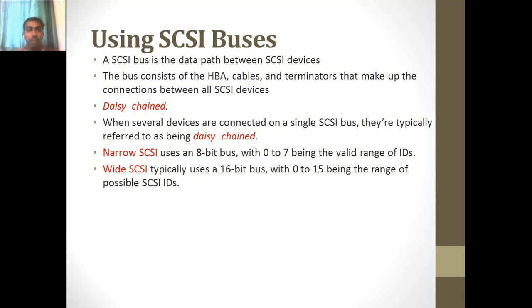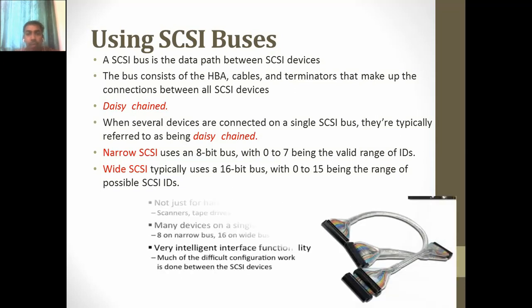It is a bus that consists of the host bus adapter, some cables, and terminators, and it makes the connection between all interconnected SCSI devices. Few SCSI devices are daisy chained. Here you can see the daisy chained SCSI. You have one port, which is daisy chained with another port. The same SCSI has a third port and a fourth port, so it is connected in a daisy chain.